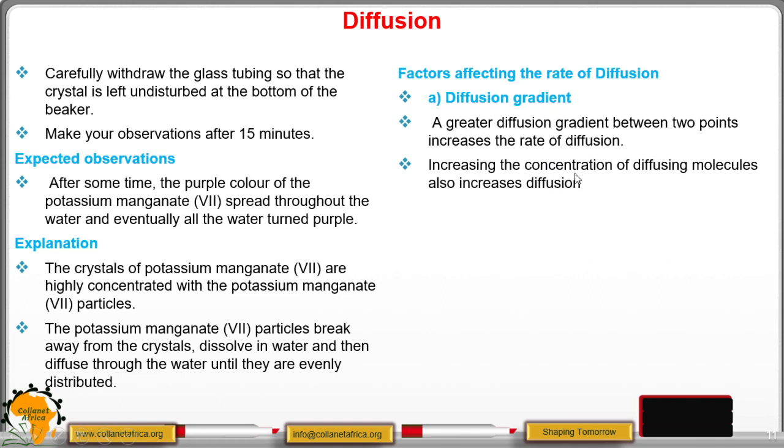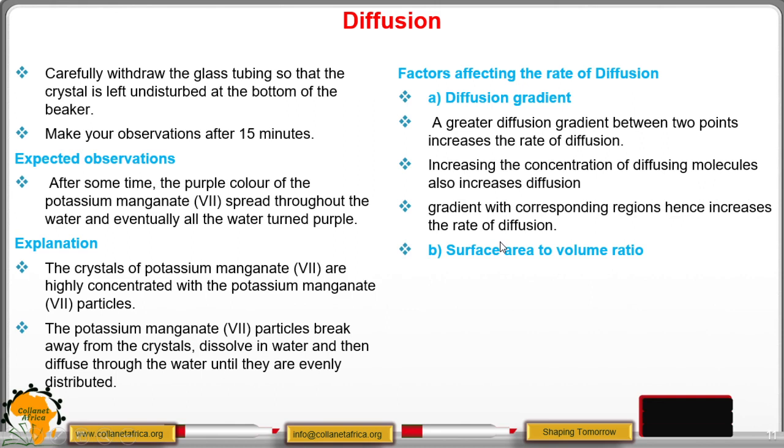Increasing the concentration of diffusing molecules also increases the diffusion. So if the particles are increased, then of course the diffusion will be faster. Increasing the concentration of diffusing particles also increases the diffusion gradient between corresponding regions, hence increasing the rate of diffusion. Then we have the surface area to volume ratio as another factor.